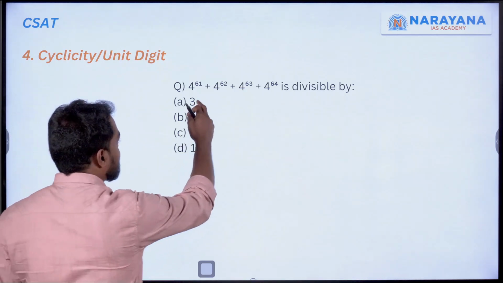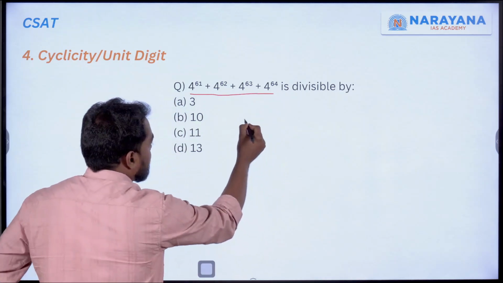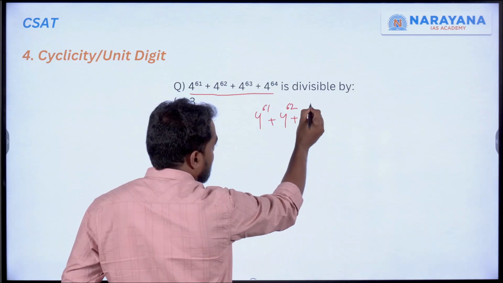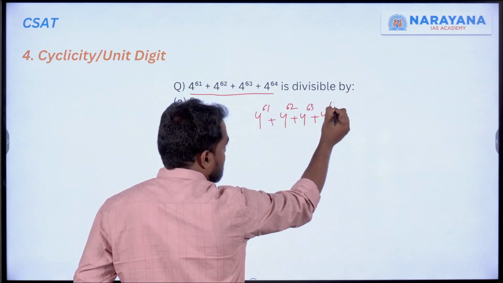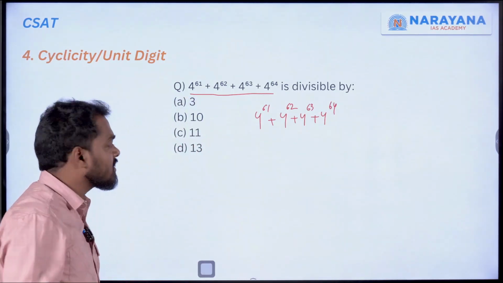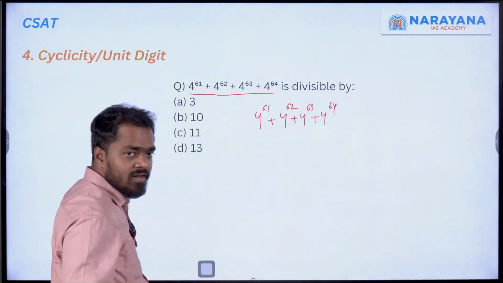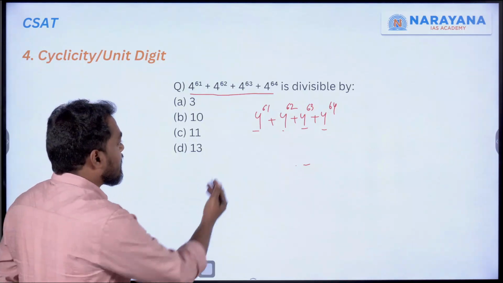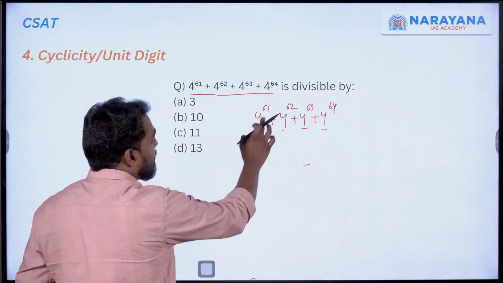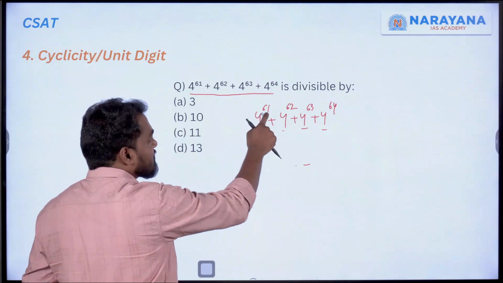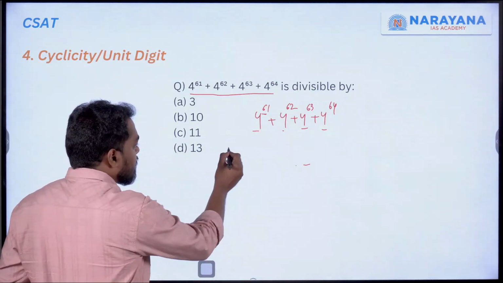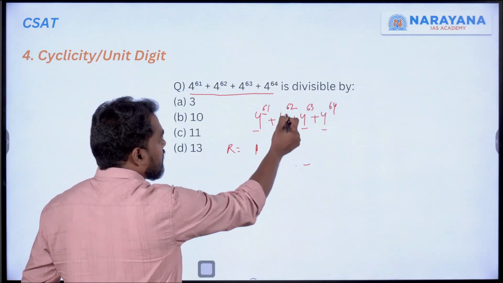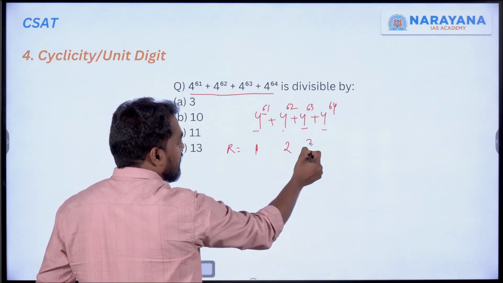Okay, let's try. What is given? 4 to the power 61 plus 4 to the power 62, 4 to the power 63 plus 4 to the power 64. Try to find the unit digit of this number. So how can you find? When the base unit digit is 4, you have to apply the second rule. So divide the power 61 with 4. If you divide 61 with 4, what is the remainder? 4 15s are 60. So here you will get a remainder of 1. Here you will get a remainder of 2. Here you will get a remainder of 3.